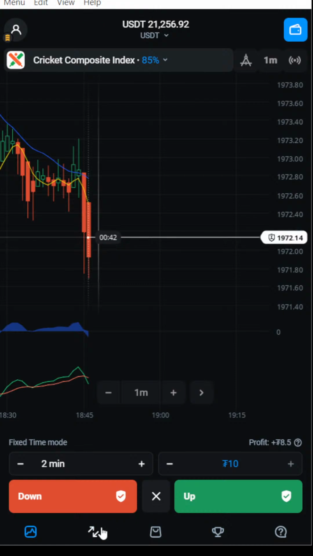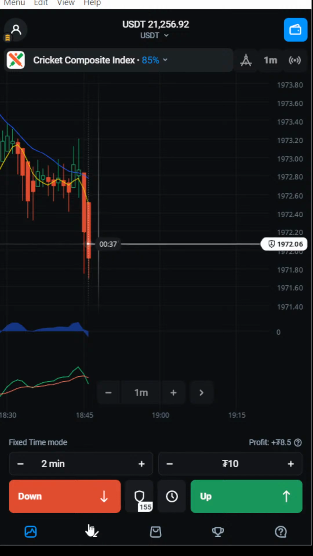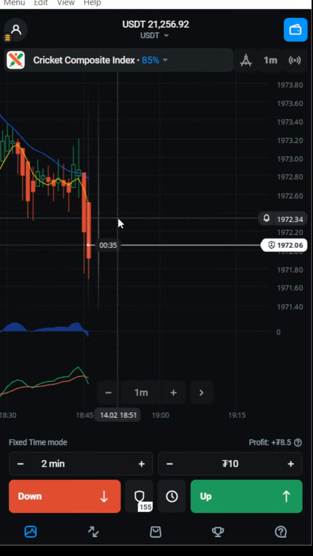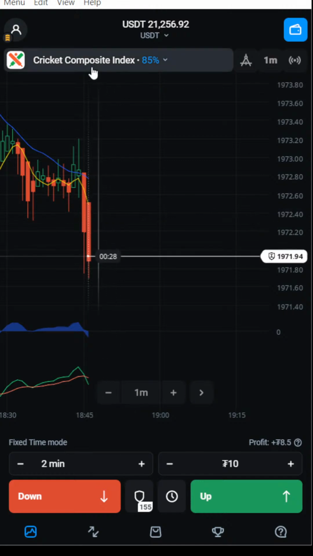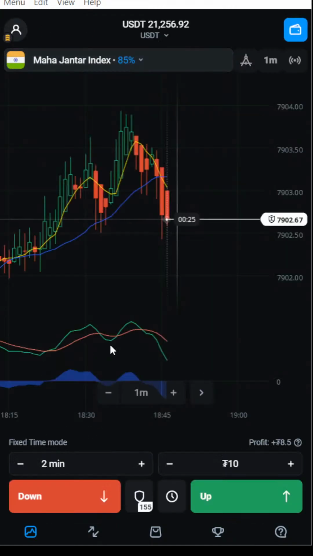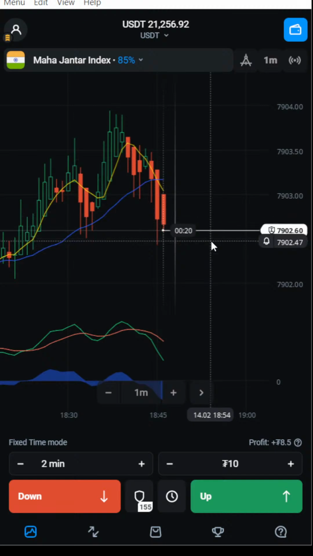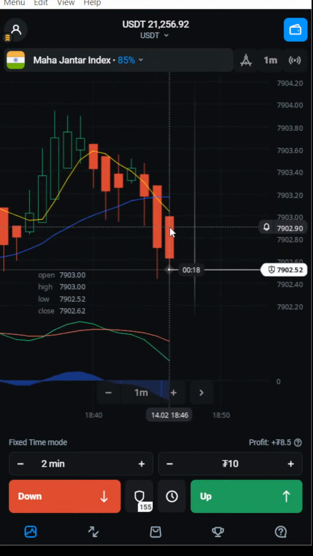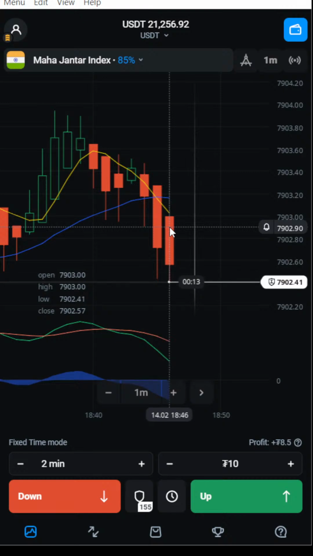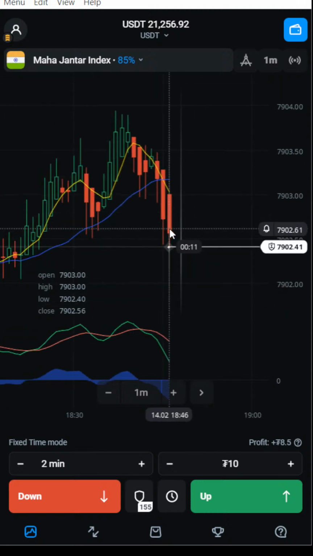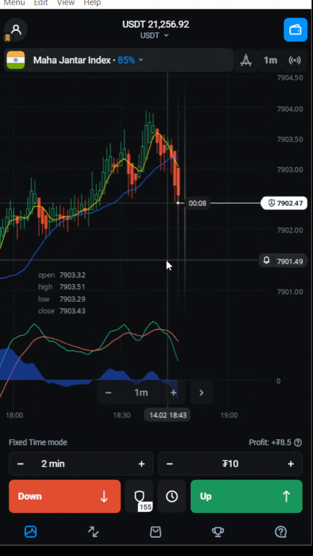Now, let's open some trades. How to open the trade with this strategy? Remember one thing: if you are choosing the graph time of 1 minute, that means the candlestick time is 60 seconds. So whenever you enter the trade, you should open it in the first 10 seconds or first 20 seconds. If the candle is at 39, 38, 37 seconds, please try to avoid trading at that time, because it's going to be crucial for you.